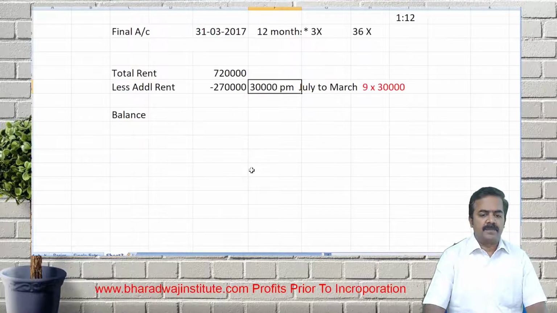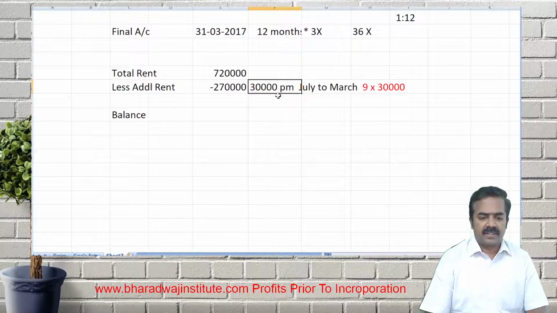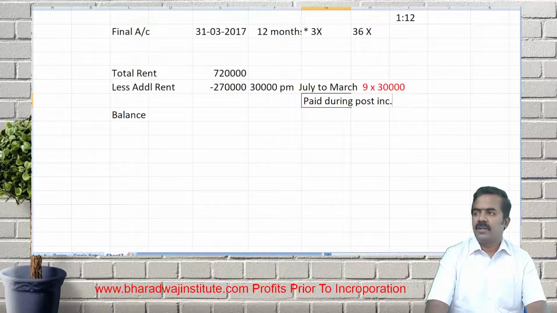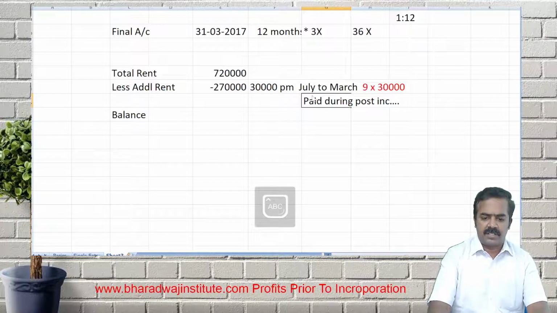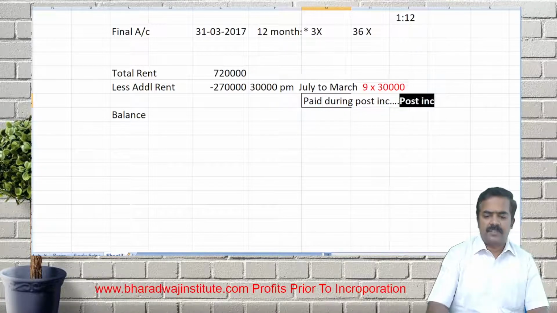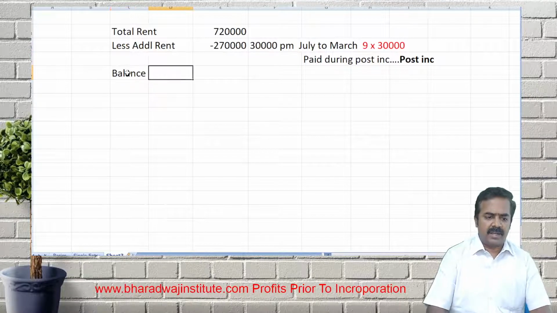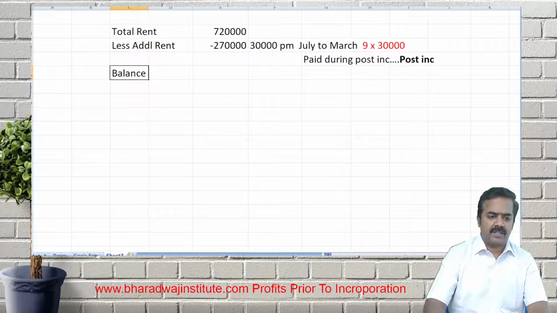This additional rent is paid during which period? Paid during post incorporation period. It will be charged directly for the company's period, or you can say post incorporation period. So this is a specific expense for which period? Post incorporation period. Balance rent is paid during both pre as well as post.